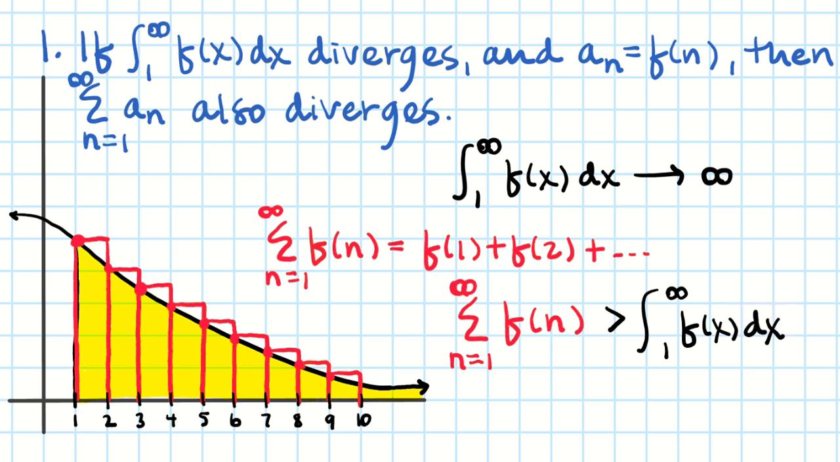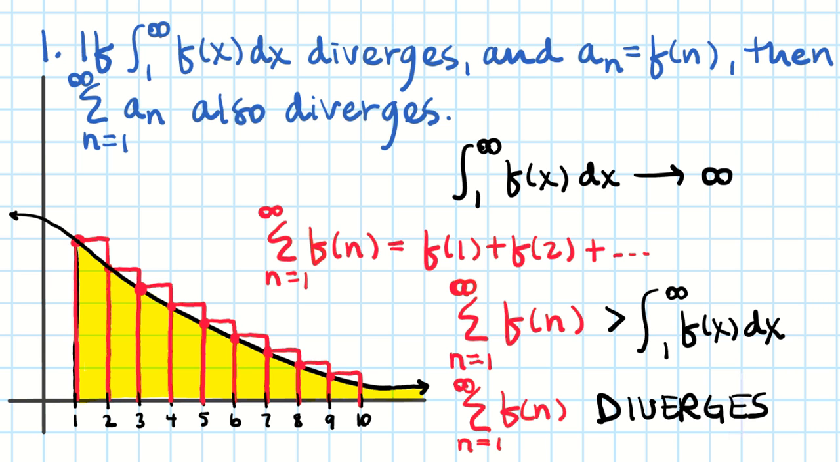Meaning the sum from 1 to infinity of f of n is greater than the integral from 1 to infinity of f of x dx. And we already know that integral went to infinity, so the sum is bigger than infinity, which is to say that the series diverges.